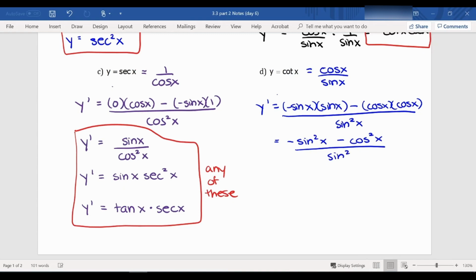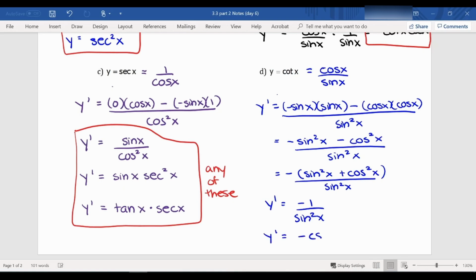Now, some of you might get stuck here and go, well, now what am I supposed to do? But I can, again, factor out a negative on the top and have a Pythagorean identity left. This leaves me with negative 1 over sine squared x. You can leave your answer here, or you can write this as negative cosecant squared x.